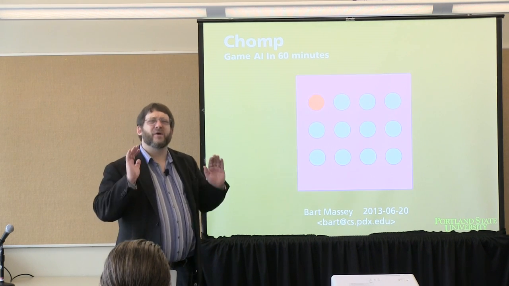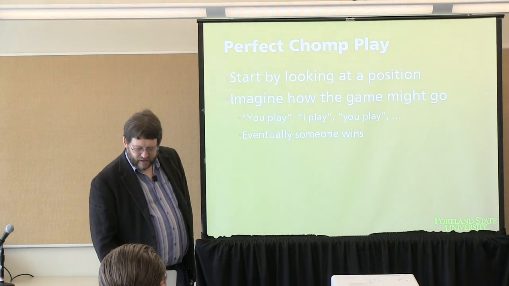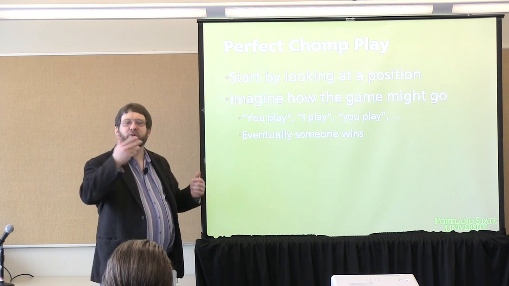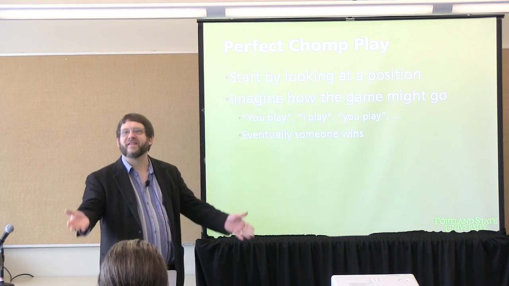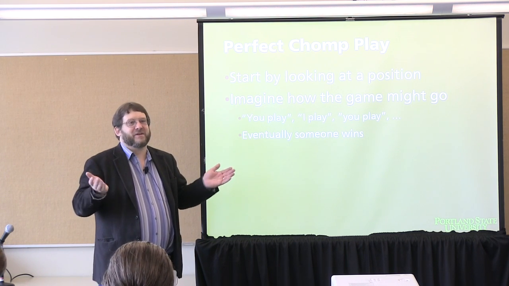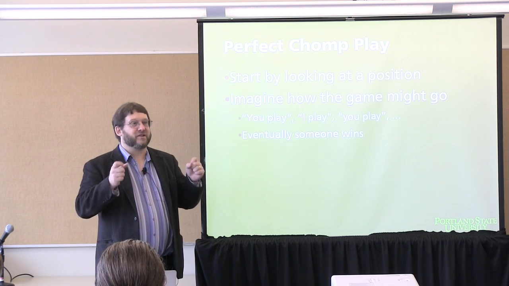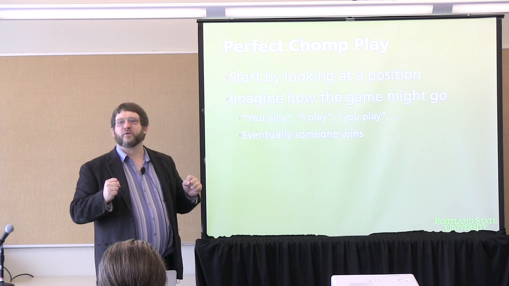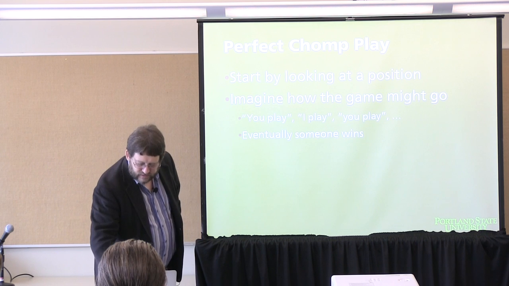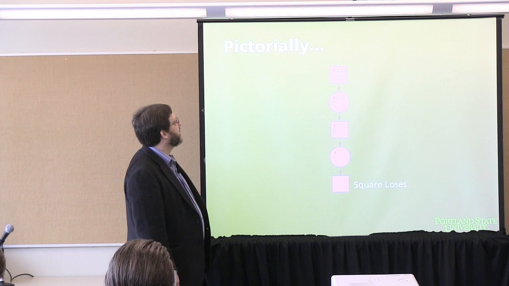To understand how game AIs work, I want you to think for a minute about an imaginary game of Chomp. You start by looking at a position and you imagine how the game might go. You'll play this, then I'll play this, and then you'll play this, and then I'll play this. And eventually somebody wins, because a game of Chomp has to get over: you'll eventually run out of little chocolate squares, and somebody has to eat the poison square. There's no ties.